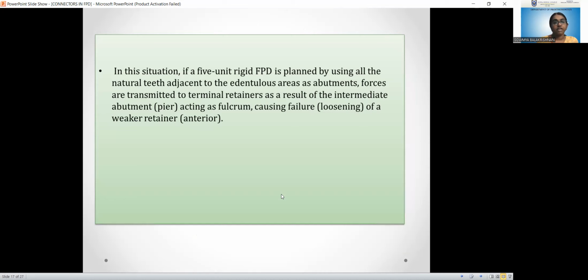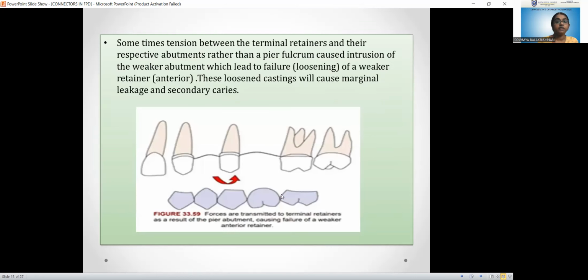But if we plan for a 5-unit FPD, all the natural teeth adjacent to the edentulous areas are to be planned as abutments. Forces transmitted to the terminal retainers result in the pier abutment acting as a fulcrum, which causes failure or loosening of the weaker retainer. So if we plan a normal rigid FPD, when the forces are transmitted mesially, the pier abutment will act as a fulcrum, and that can cause loosening of the weaker retainer.